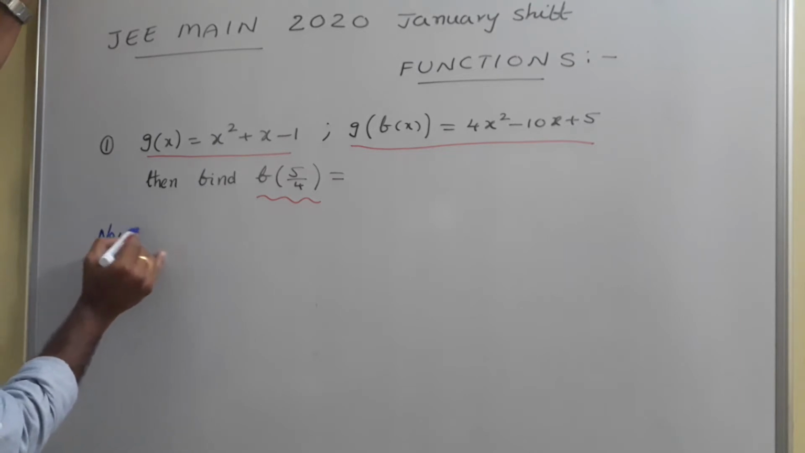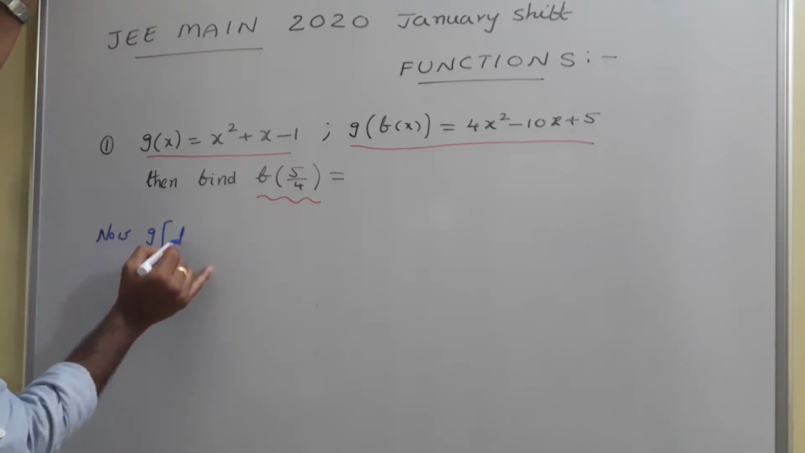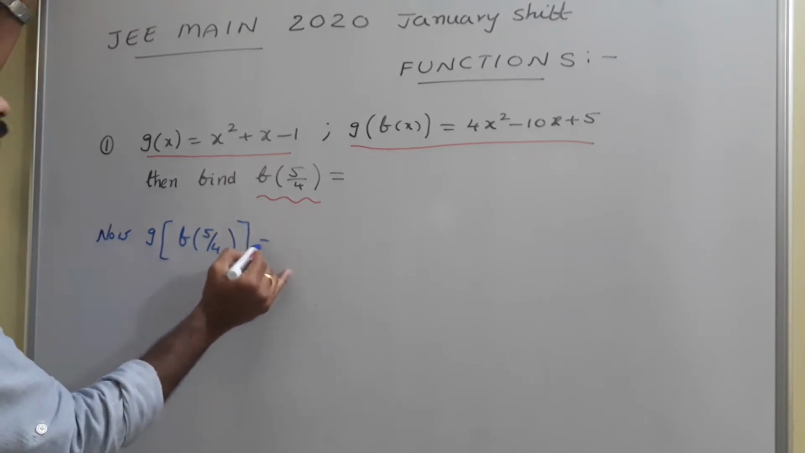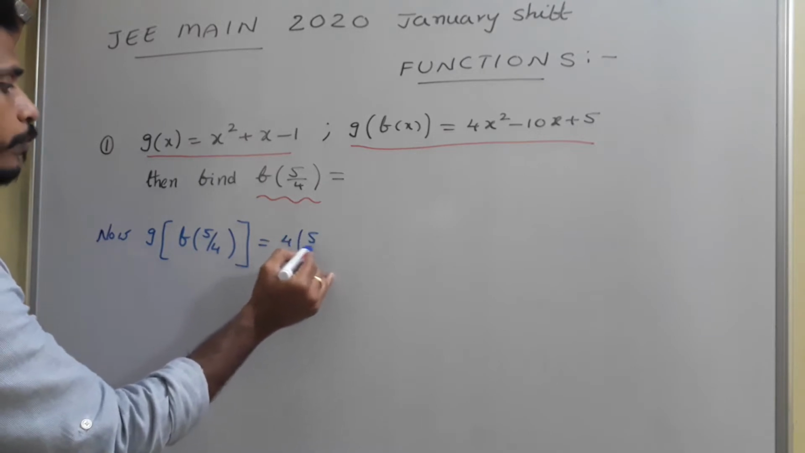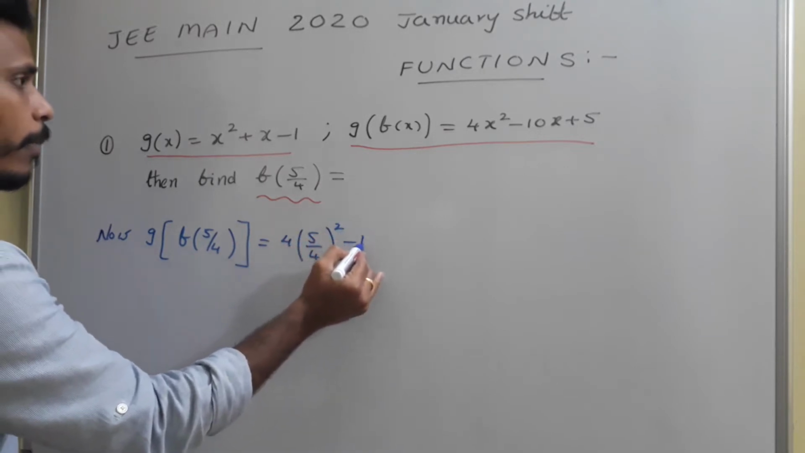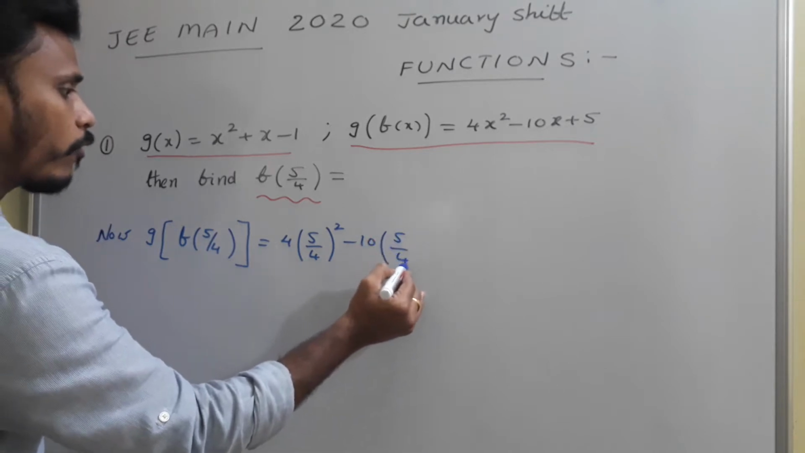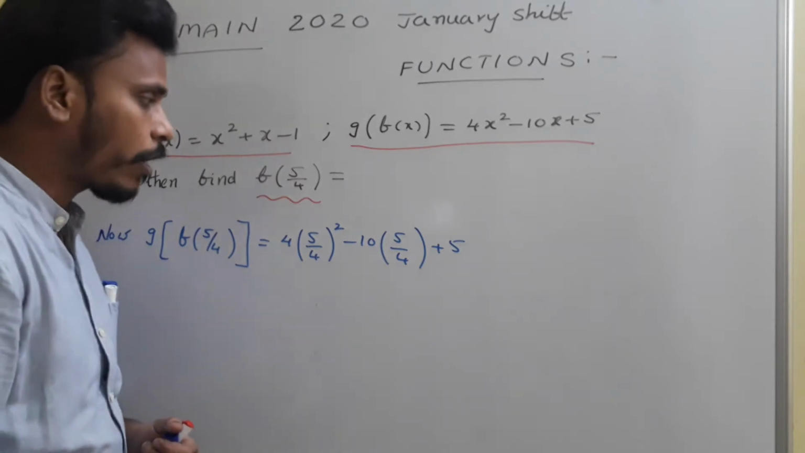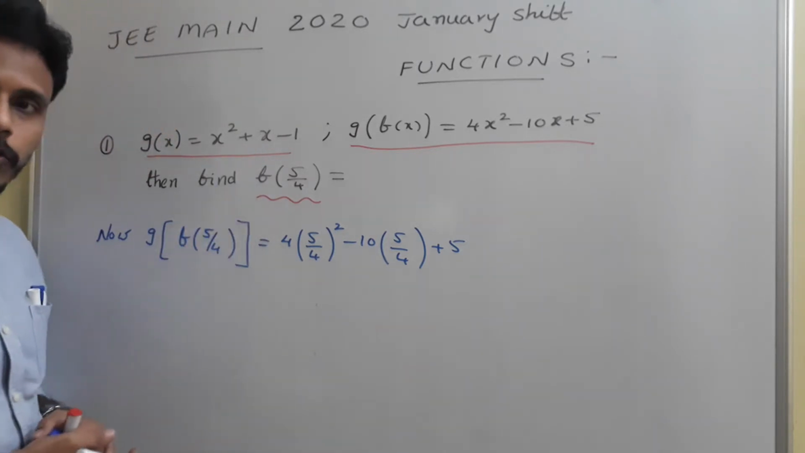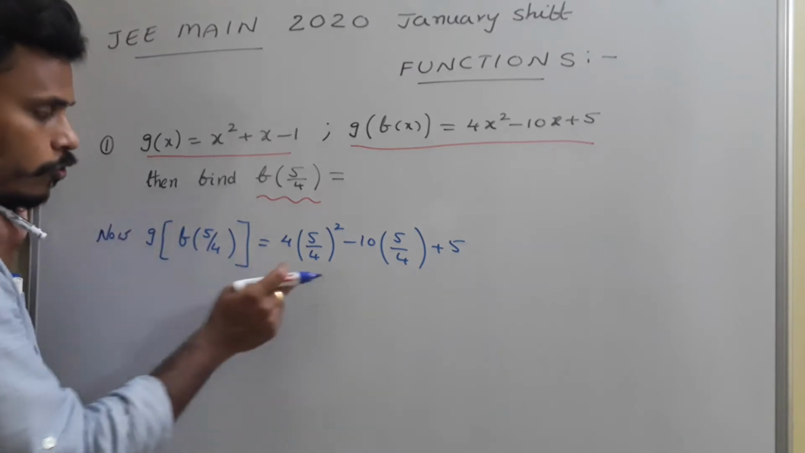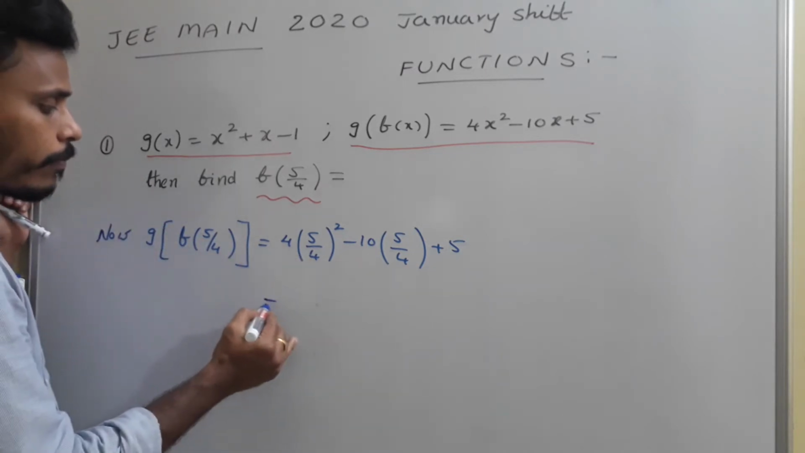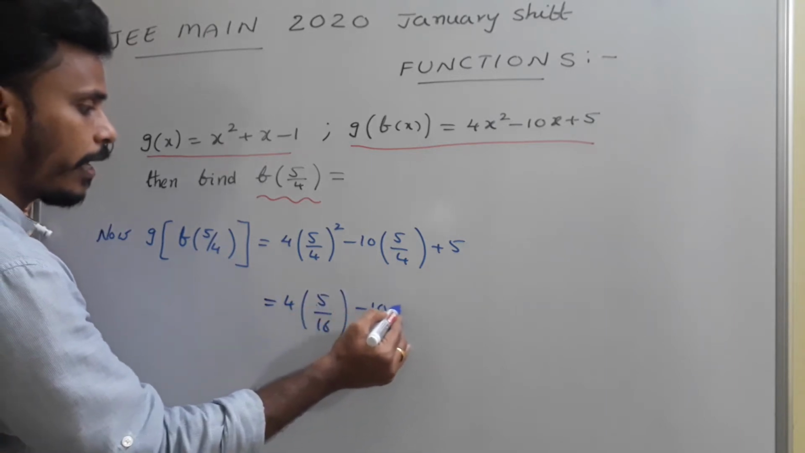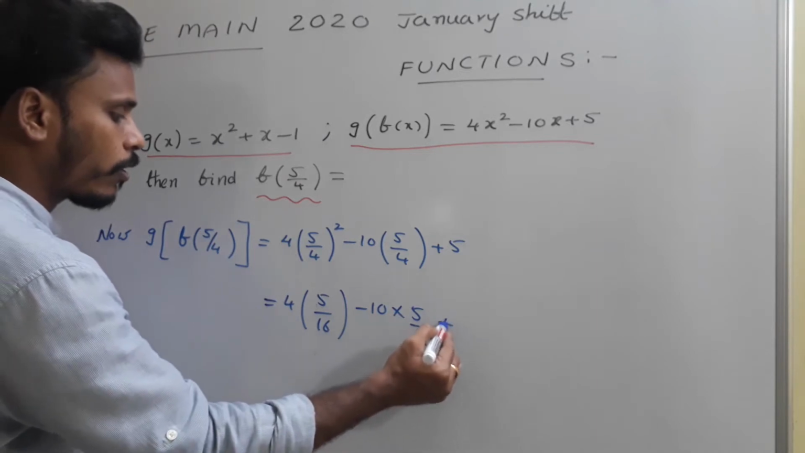Now, what I do is, directly I will take that g of f of 5 by 4. g of f of 5 by 4 is equals to 4 into (5 by 4) square minus 10 into 5 by 4 plus 5. Okay, you just try to simplify what is the answer. If you simplify here, you will get 4 into 5 by 16, minus 10 into 5 by 4 plus 5.